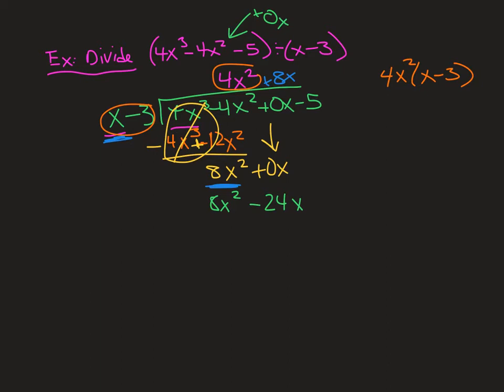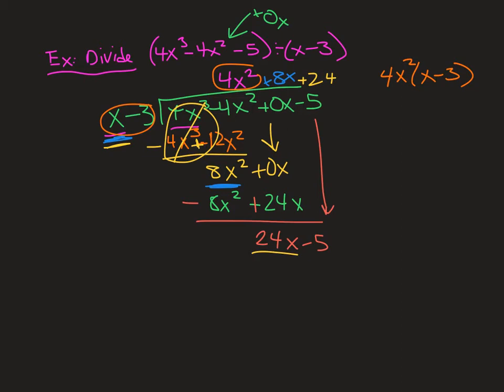Again, I am going to change this to subtraction and then change the minus 24x to addition. I end up getting 24x. Now I bring down my final term, which is minus 5. Again, I am going to do 24x divided by x. That gives me a plus 24.